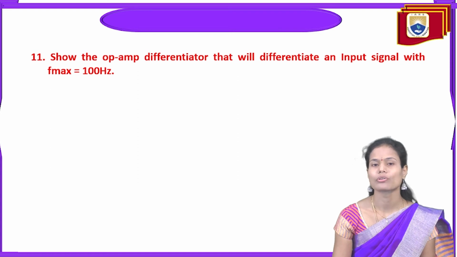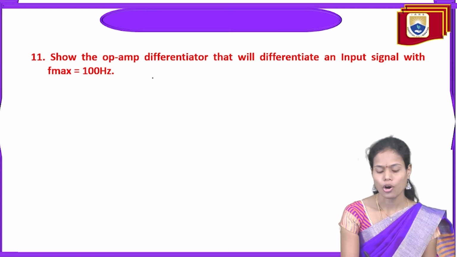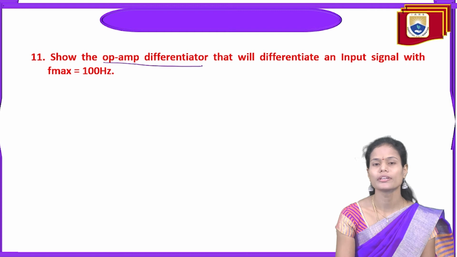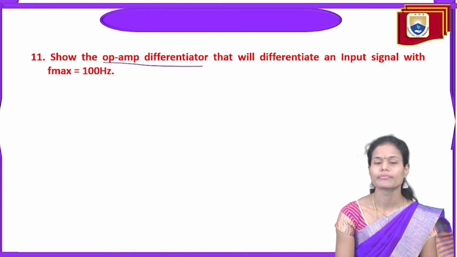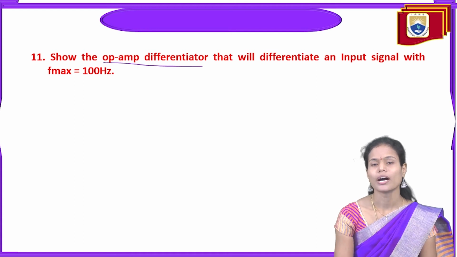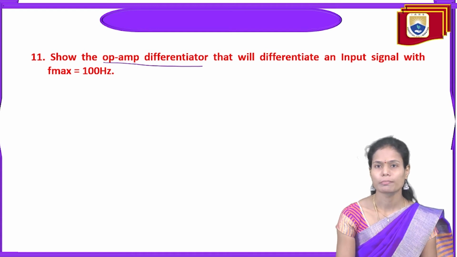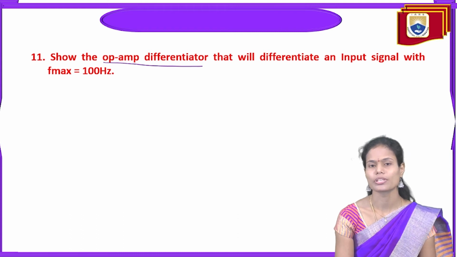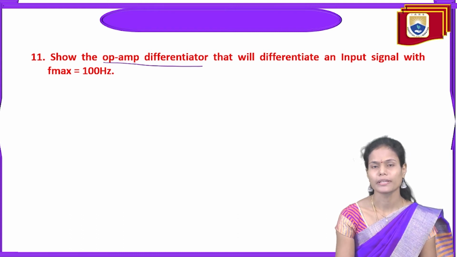So this particular problem is also related to the op-amp differentiator circuit. Here we have to find the required parameters and draw the op-amp differentiator circuit, and when we apply different input signals to this particular differentiator, what output signal we are getting, we have to explain clearly here.